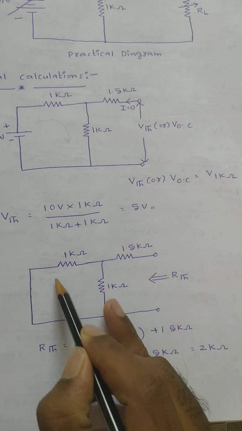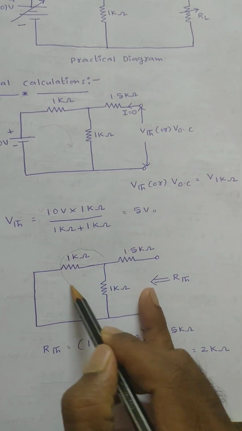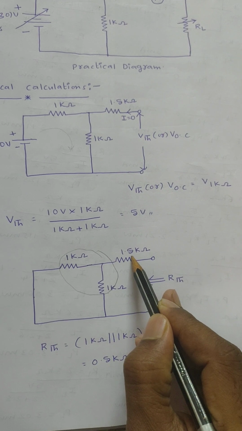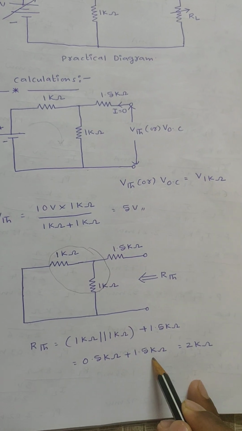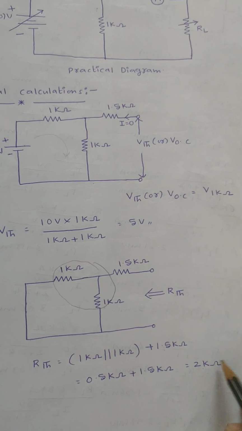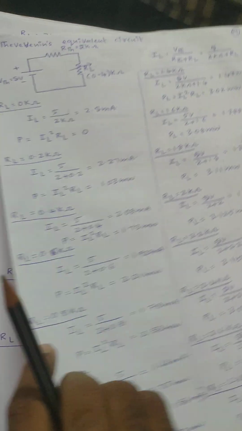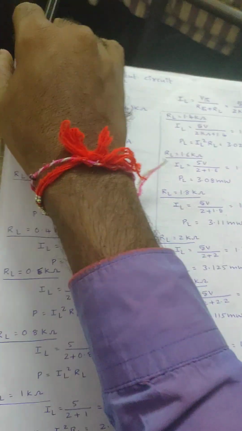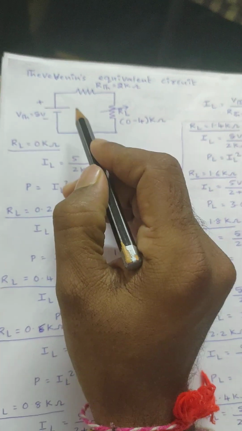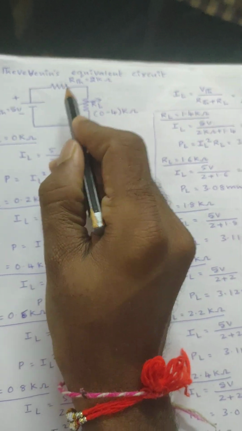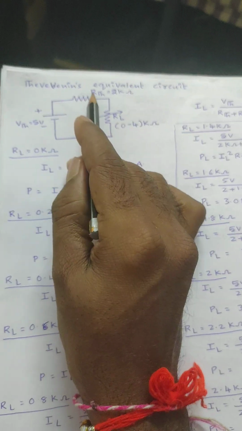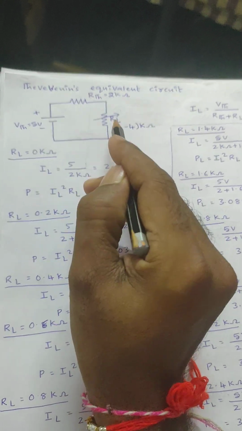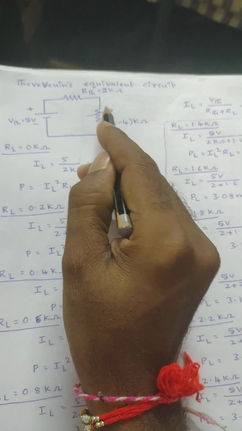After that, this resultant value is in series with the 1.5 kilo ohm. Then the Thevenin's equivalent resistance will be 2 kilo ohm. After that, draw the Thevenin's equivalent circuit, that is VTH from step 1, RTH from step 2, and the load resistor which was removed in step 1.